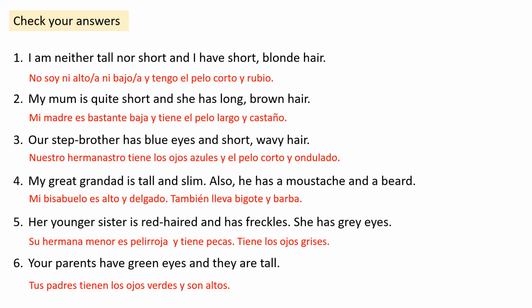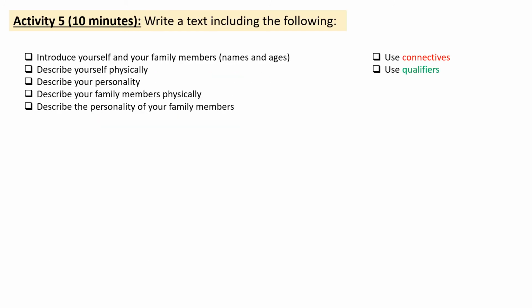Excelente, chicos. Continuamos. Okay, chicos, so now what I'd like you to do, please, is write a text including the following points. So first of all, I'd like you to introduce yourself and your family members. You can say names and ages, for example. I'd like you to describe yourself physically, whether you're tall, whether you're short, whether you've got brown eyes, blue eyes, what your hair's like, etc. I'd then like you to describe your personality. I'd then like you to do the same using the third person, so describing your family members physically and then describing the personality of your family members.